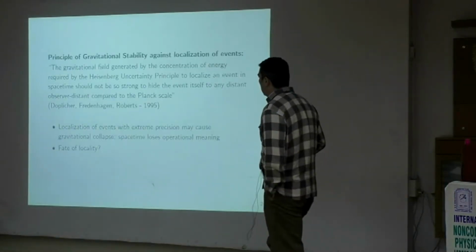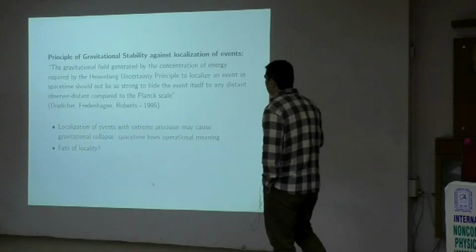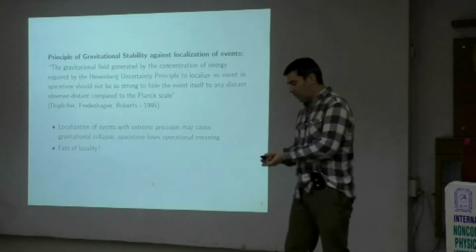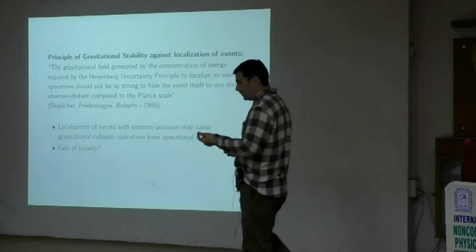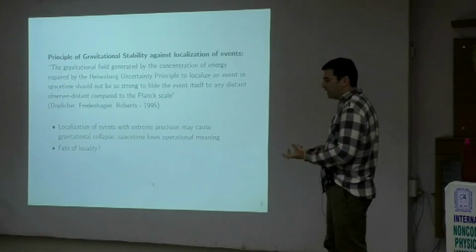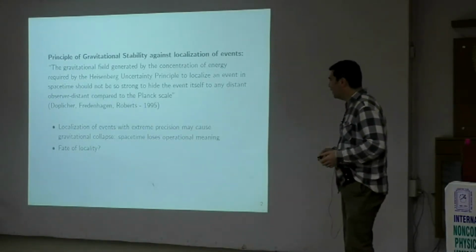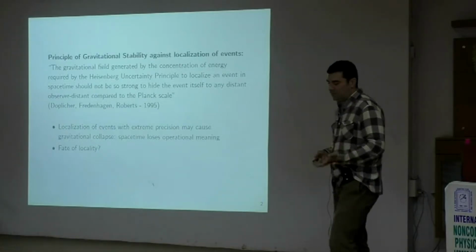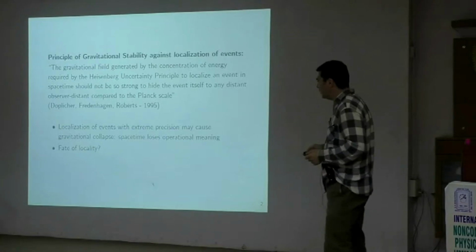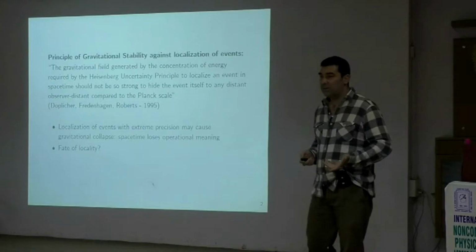Well, this has already been mentioned now, this principle of gravitational stability. The main idea is just if we want to have a very good resolution of space-time events, we will at some point affect the structure of space-time, so it will lose operational meaning, and this is the motivation behind the introduction of space-time uncertainty relations. No? And this is linked to the question about what will happen then to locality.